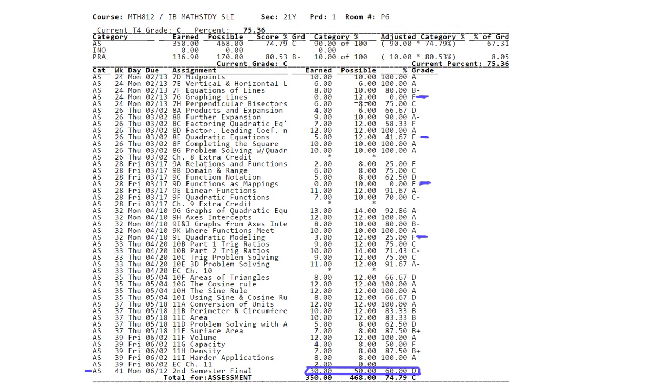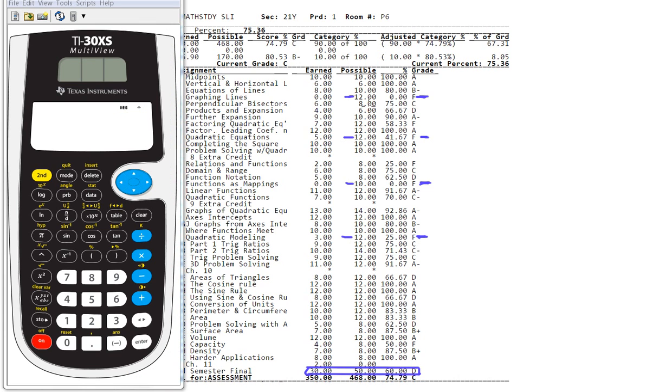So what we're going to want to do is add up all of our possible points here. So 12 plus 12 plus 10 plus 12. Let's add those all up. 12 plus 12 plus 10 plus 12 gives us a total of 46 total points. These are the things we're thinking about dropping, so that's possible points.